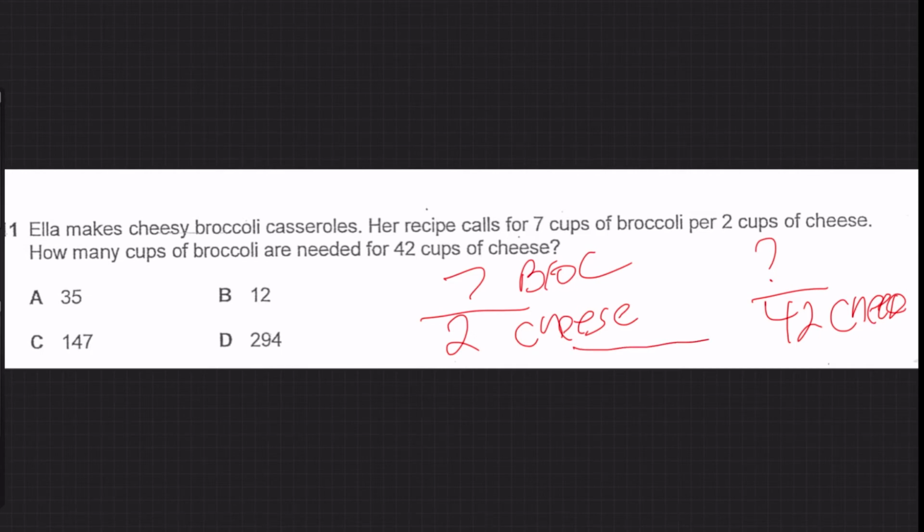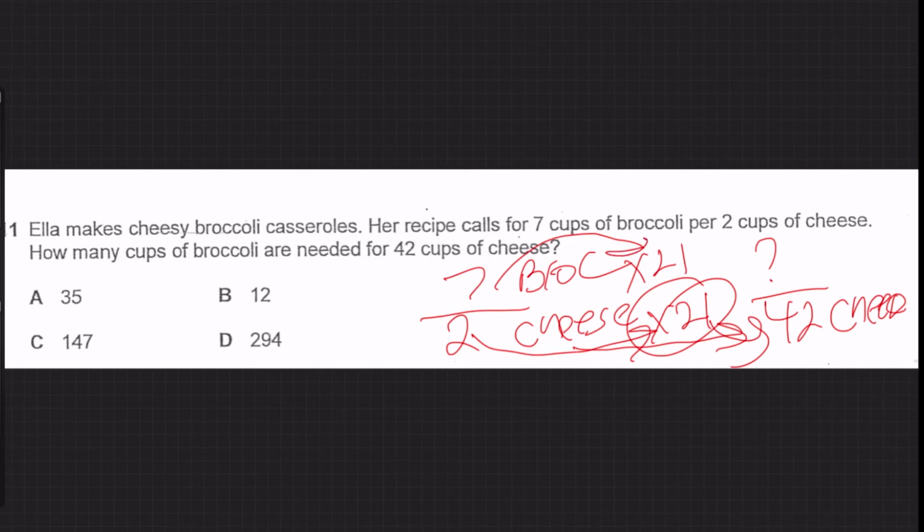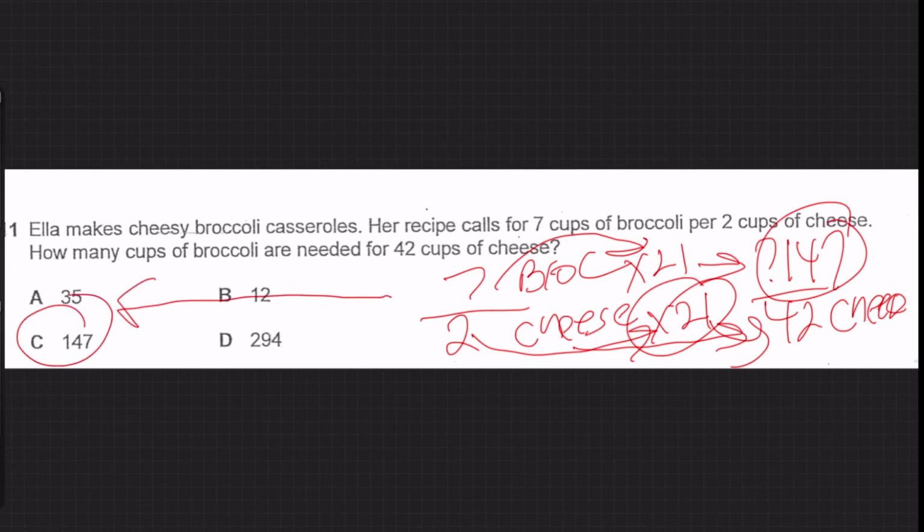Well, how do we get from 2 to 42, from 2 cups of cheese to 42? Well, that's pretty simple. That's 21 times 2. So we times this by 21, right? 2 times 21 is 42. Whatever we do to the bottom, we need to do to the top. So we need to multiply 7 times 21, and that will give us the total here, which is 147. 147 cups of broccoli and 42 cups of cheese. So if we come all the way over here, there's our answer right there. How'd you do on this one? Did you get that right? All right, let's get on to question 12.